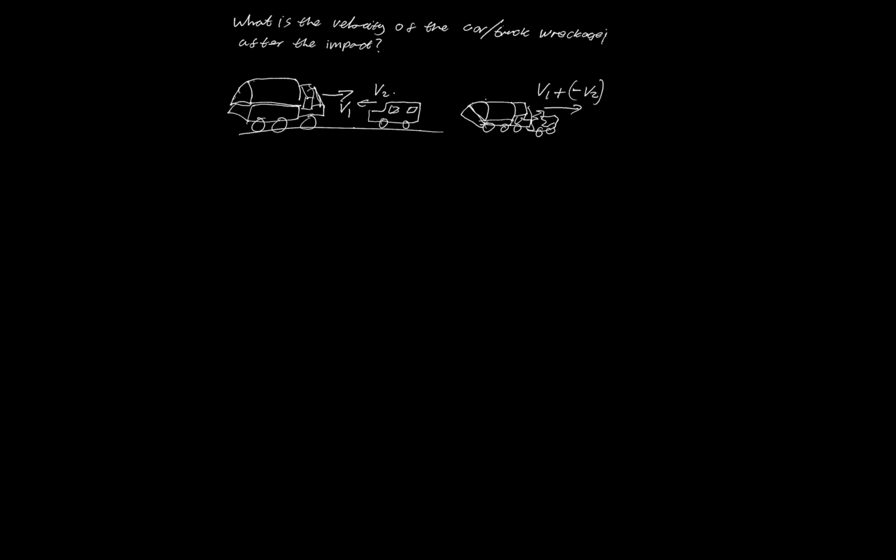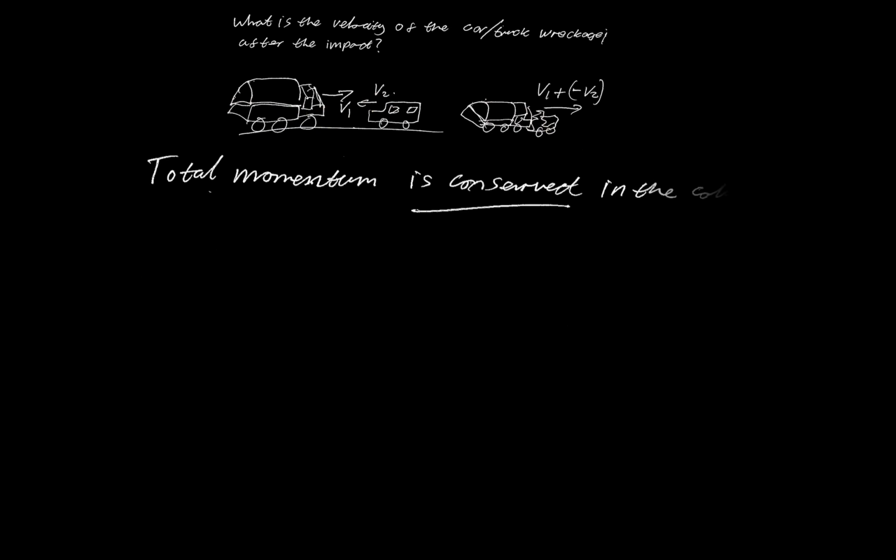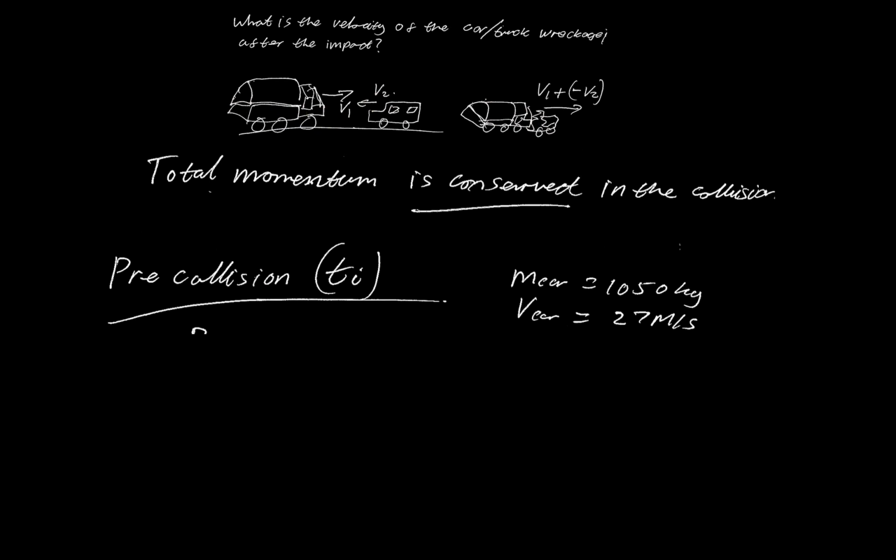So you can see in the left-hand diagram here, just very simply, this is the truck, the car, and the velocities are added together. So the total momentum, remember, is conserved in the collision every time. So that's one thing you can write at the beginning of every problem, is that Pi is equal to Pf. This means our pre-collision momentum is going to be the mass of the car, which was 1,050 kilograms, the velocity of the car of 27 meters per second.